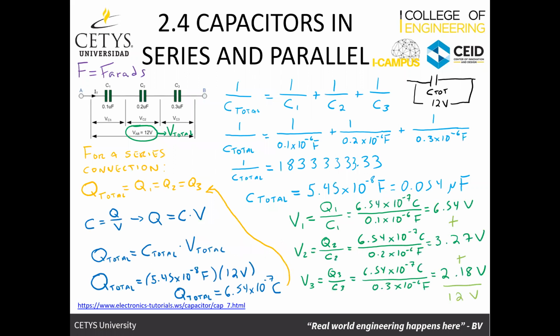We did this example where we have three capacitors, each with a certain capacitance, connected to a power supply, in this case a 12-volt power supply. We wanted to know what the charge was and what the voltage was in each of the capacitors. Of the three things we're talking about, the capacitance, the charge, and the voltage, these behave differently in series and in parallel.